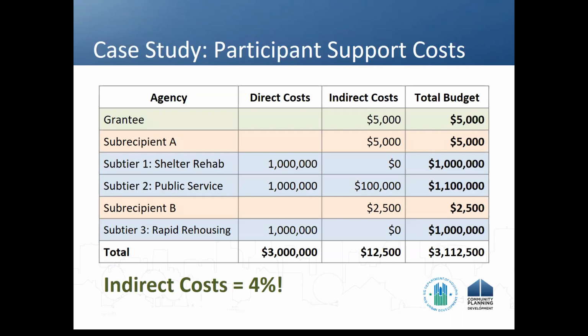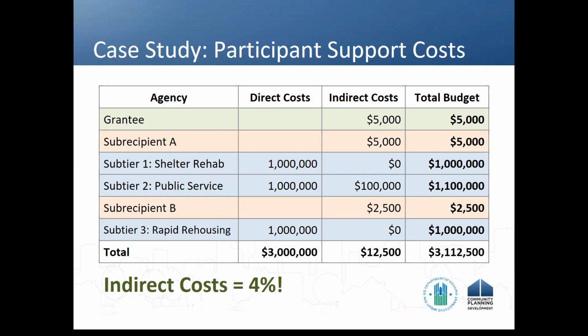Okay, so back to our example. Let's properly apply the 10% de minimis method. First, we'll start with the sub-tier subrecipients. Sub-tier subrecipient 1 was awarded $1 million to rehabilitate an emergency shelter. Because the rehabilitation is considered a capital expenditure as defined by 2 CFR 200, the 10% de minimis rate cannot be applied to the entire $1 million. So $0 can be recouped for that $1 million for indirect costs.